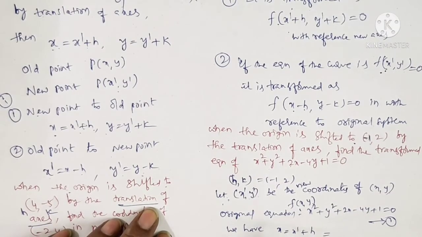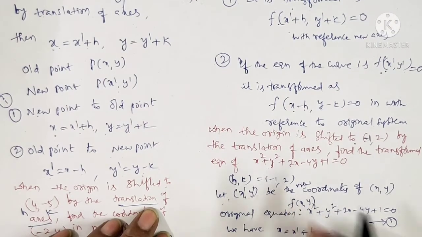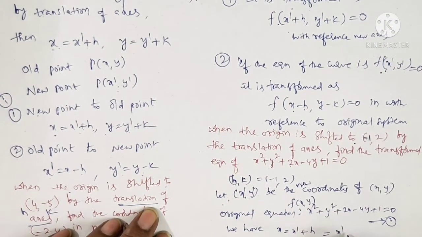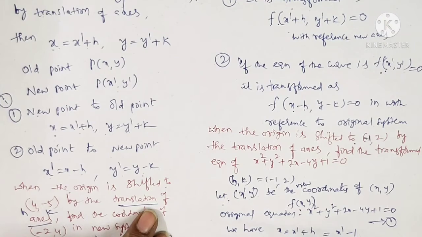Okay, x is equal to x dash plus h and y is equal to y dash plus k, where h comma k is -1, 2. So x dash plus h means x dash -1, and y dash plus k value is y dash plus 2. So you have to replace x and y by x dash -1 and y dash plus 2 in equation 1. Then equation 1 becomes like this.